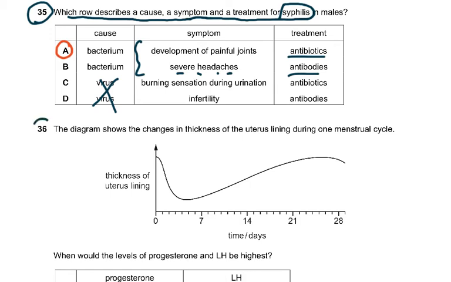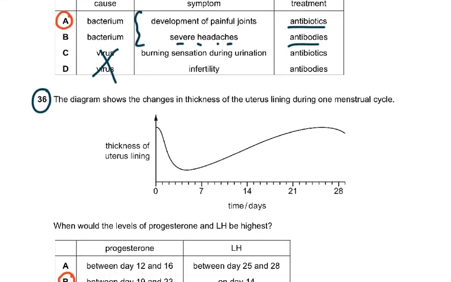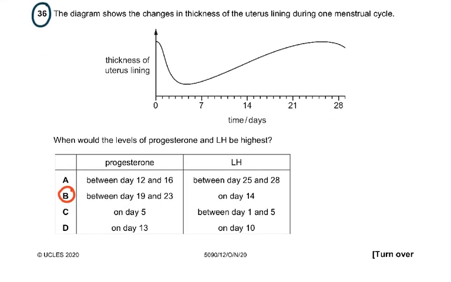Okay, question 36. The diagram shows changes in the thickness of the uterus during one menstrual cycle. Thickness of the uterus lining, you see it was thick here, so let's put some figures here. 1, 2, 3, 4, 5, 6, 7, say millimeter. And then this was the lining, and then the lining is becoming thinner, and then it's again increasing, and then sort of decreasing a little here. When would the levels of progesterone and LH be the highest?